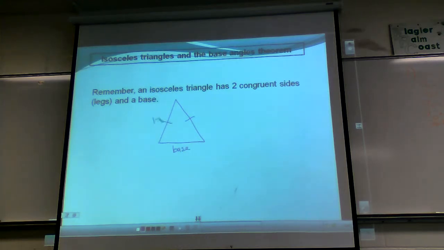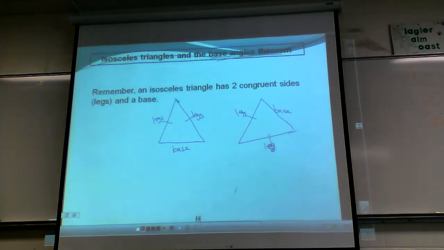These two, the congruent ones, are called legs. But even if it was turned sideways or diagonally, if these were the congruent sides, that would still be the base, not that one. The non-congruent side is the one that's the base. These would be the legs and the base. Now, the reason that gets brought up right now is because the theorem is called the base angles theorem, which means you have to know where the base angle is.